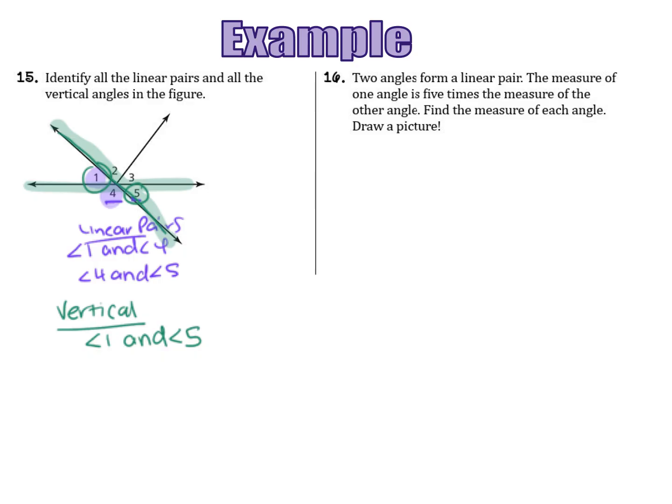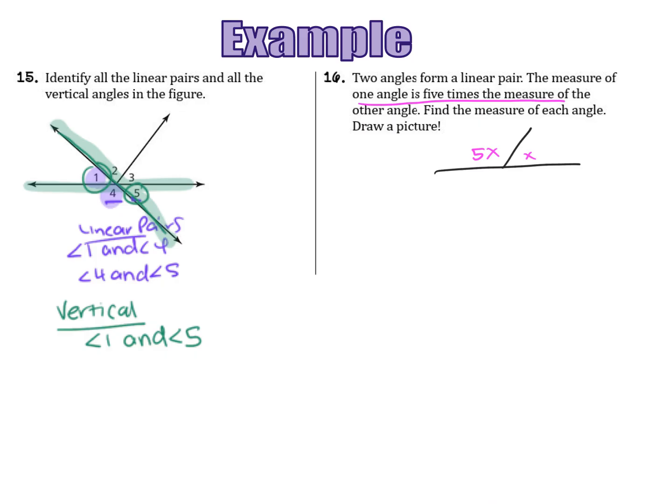Okay, last but not least, number 16: 2 angles form a linear pair. So I'm going to just go ahead and draw what that means. The measure of one angle is 5 times the measure of the other angle. So if this angle is x, the other angle is 5 times as big, which would mean that it's 5x. Find the measure of each angle. Draw a picture. So here's my picture.